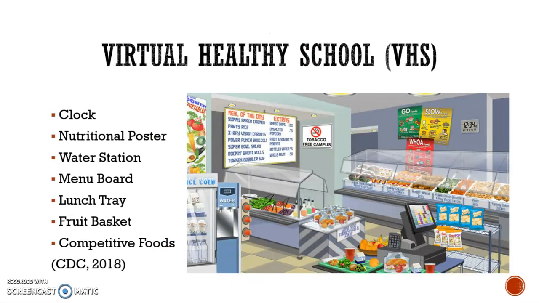The next thing that we would like to talk about is the virtual healthy school, also known as VHS. The model includes different components of a school, like the cafeteria, gymnasium, playground, and nurse's office. The one that stood out to me, based on the experience that I had, was the cafeteria. I thought about the school that I attended, and what part of the school could have had a large influence on the foods that I chose.